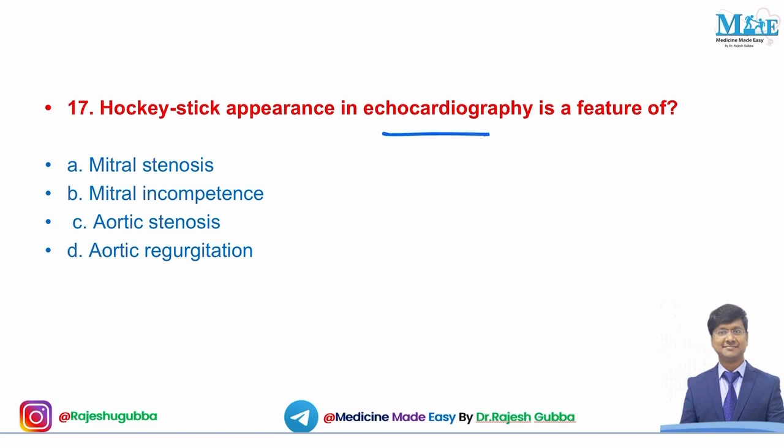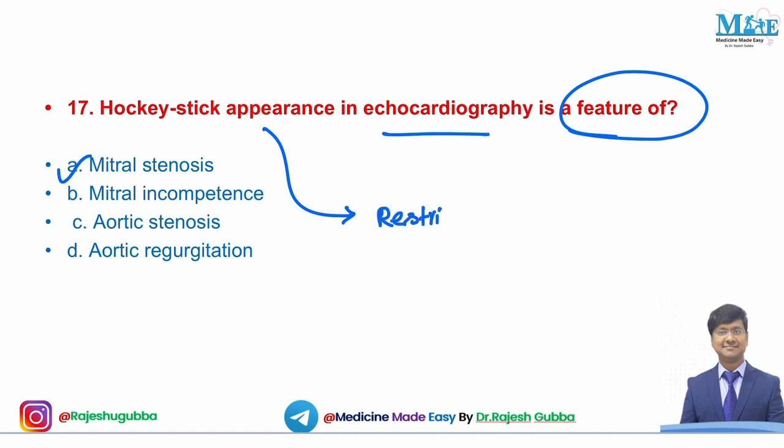Hockey stick appearance in echocardiography is a feature of: mitral stenosis, mitral incompetence, aortic stenosis, or aortic regurgitation. Hockey stick appearance in echocardiography is due to restricted mobility of the anterior mitral leaflet. That is in the 2D echo.